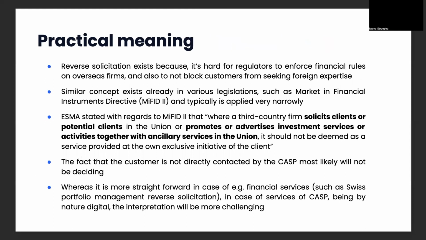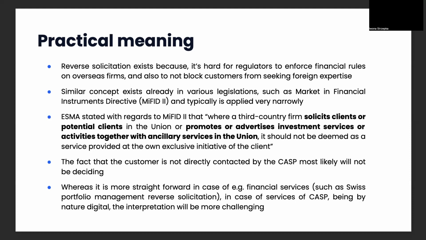Now let's discuss the practical meaning and why reverse solicitation actually exists. The answer is that it would be quite hard for regulators to enforce financial rules on overseas firms. Also, the intention, at least in theory, is not to block customers from seeking foreign expertise. As I mentioned before, similar concepts already exist in various legislations, such as the Markets in Financial Instruments Directive, and are typically applied very narrowly. This is exactly what I said with respect to qualification as an exempted NFT under MiCA.